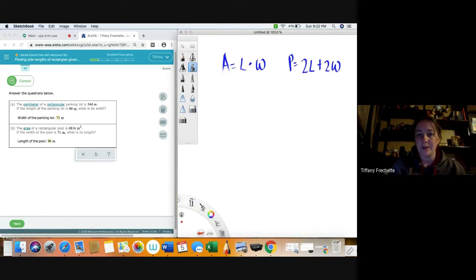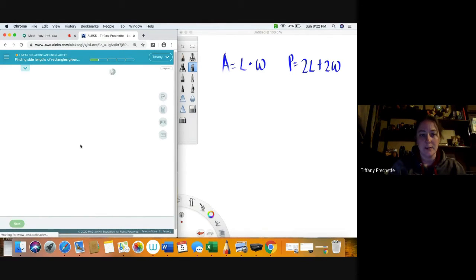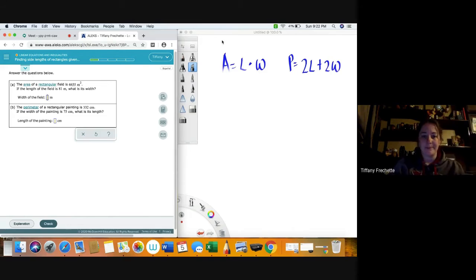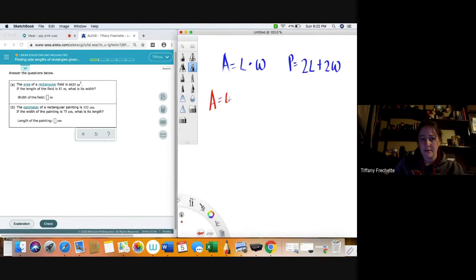All right, so we're going to do a couple more of these. Okay, so the area of a rectangular field is 4,455 meters squared, and the length of the field is 81 meters. So we're going to use area. So we have 4,455 for A, or area, equals, we know what our length is for L. What we want to find is our W.